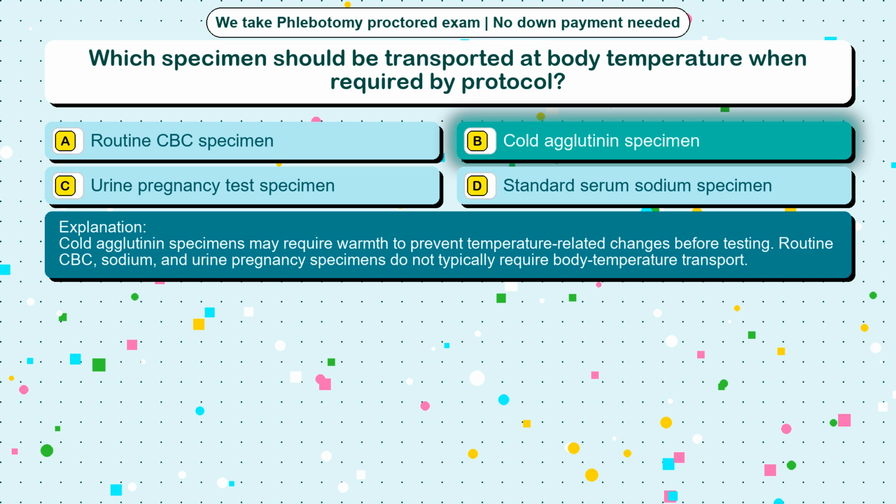Cold agglutinin specimens may require warmth to prevent temperature-related changes before testing. Routine CBC, sodium, and urine pregnancy specimens do not typically require body temperature transport.